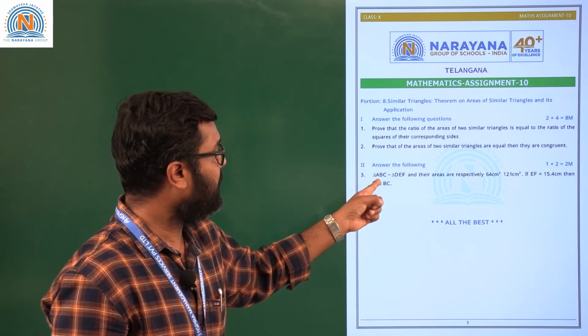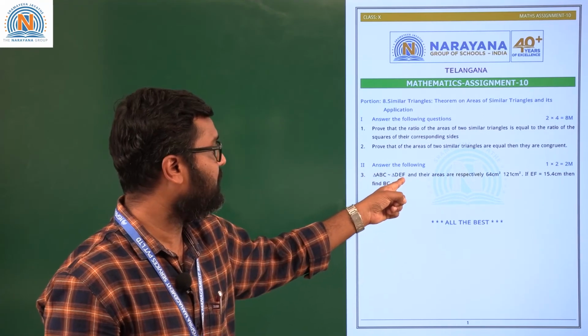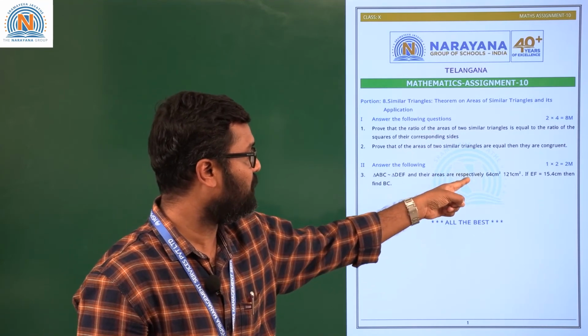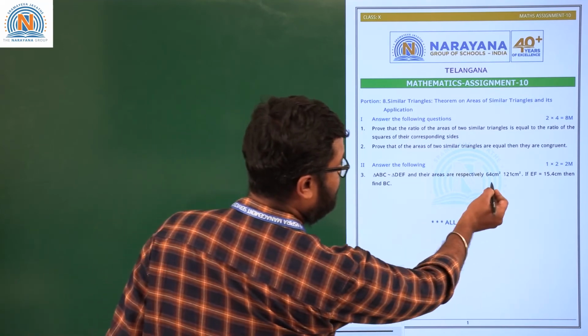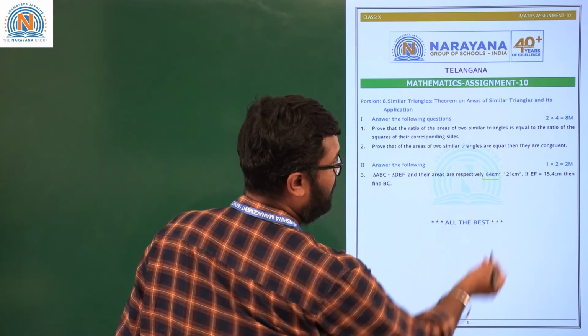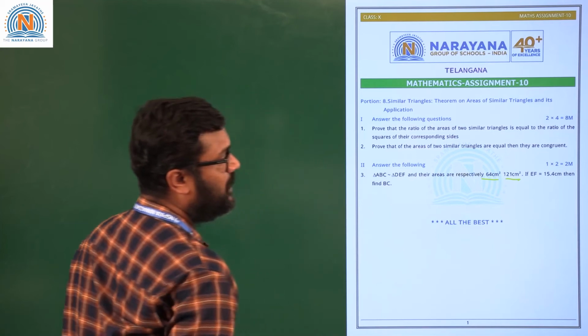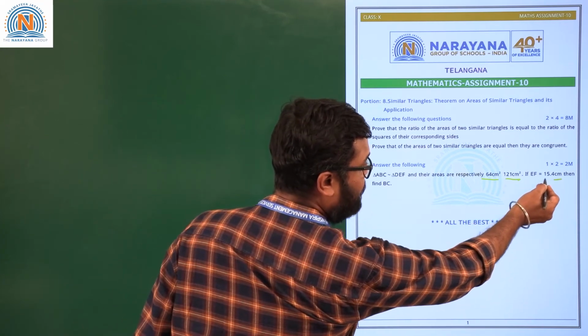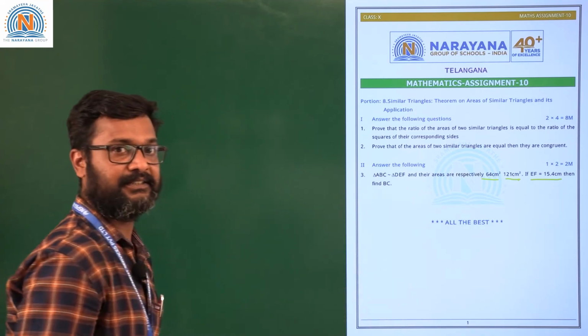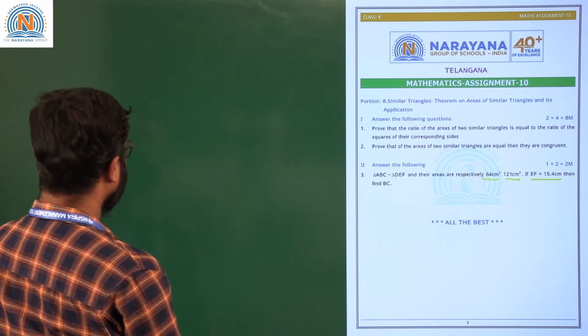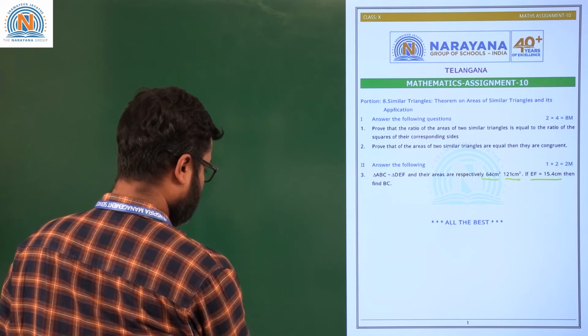Triangle ABC is similar to triangle DEF and their areas are respectively given, that is 64 centimeter square and 121 centimeter square, and here one side he has given, that is 15.4 centimeter. Then we need to find the BC side. So here, see children, let's do this problem.